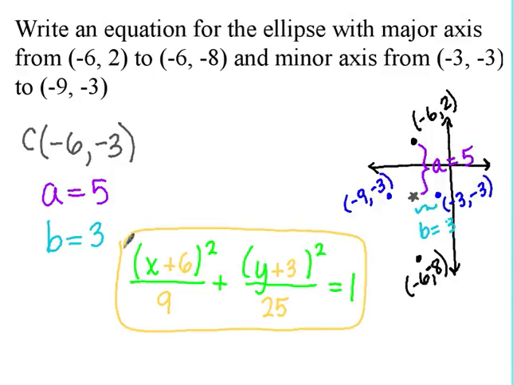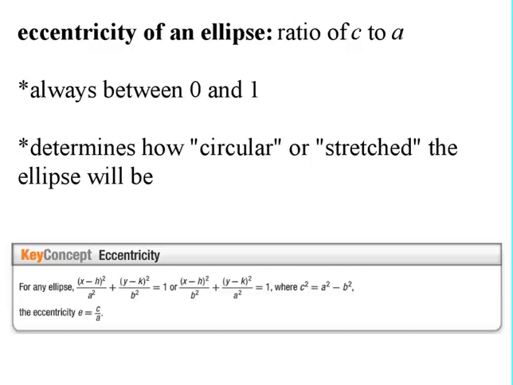And there's your equation. Okay. Next thing we're going to talk about is what's known as eccentricity. The key concept below is how it's written in your book. Really, all you need to know are these 3 things that I have up here.